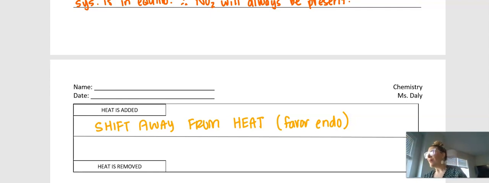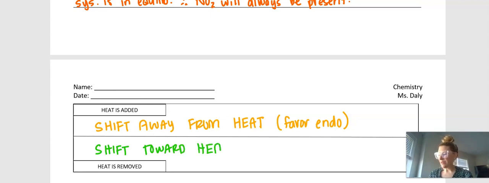All right, what about if I remove heat? If I remove heat, then I'm going to shift toward heat. And if we're producing more heat, which is favored, our endothermic or our exothermic reaction? Well, if we're producing heat, that means our exothermic reaction is favored.